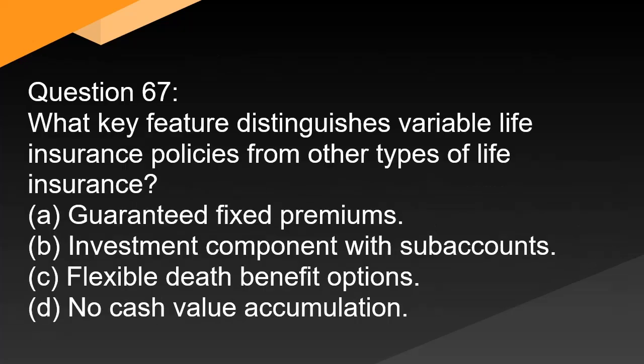Question 67. What key feature distinguishes variable life insurance policies from other types of life insurance? A. Guaranteed fixed premiums. B. Investment component with subaccounts. C. Flexible death benefit options. D. No cash value accumulation.